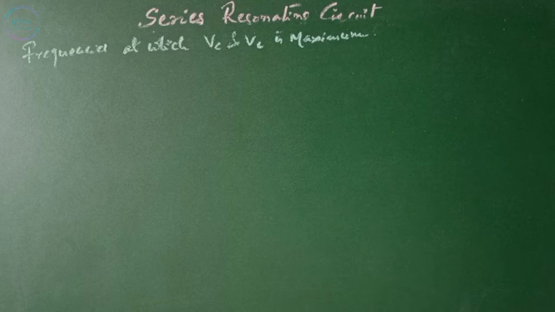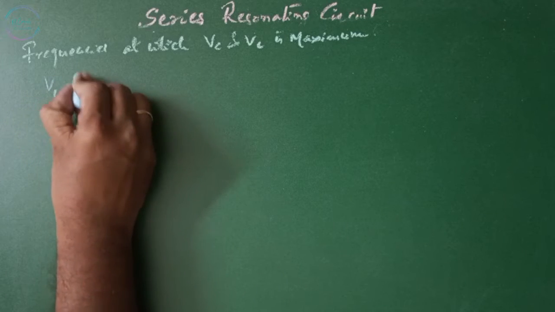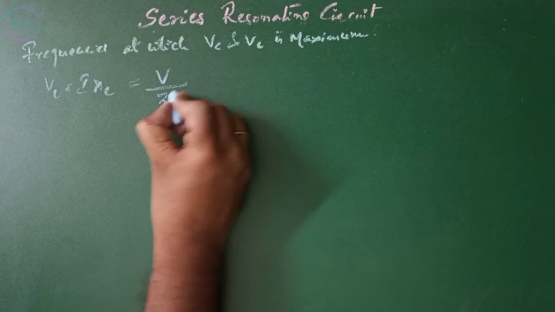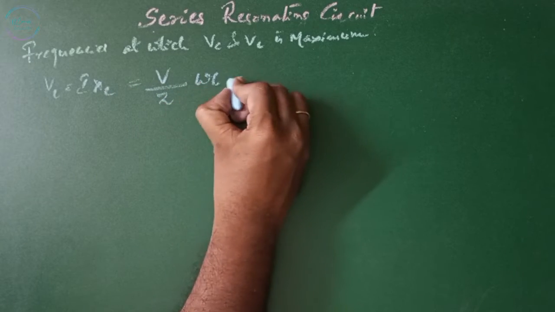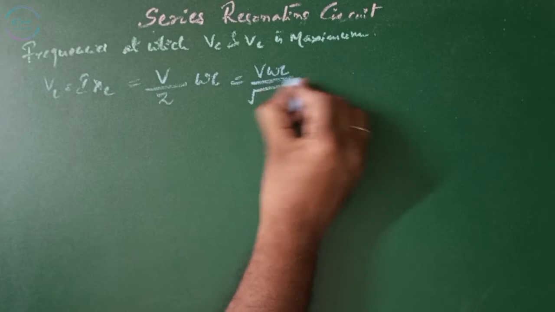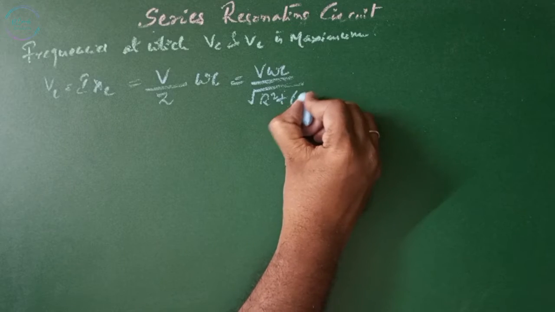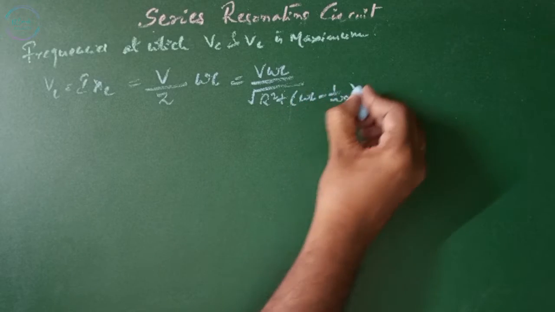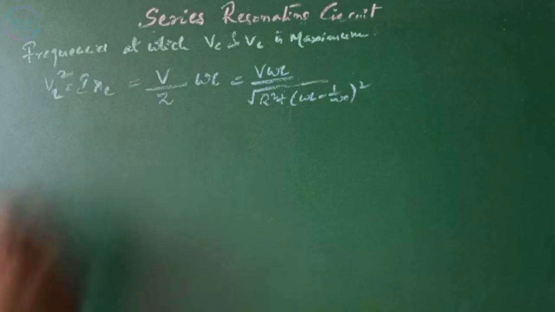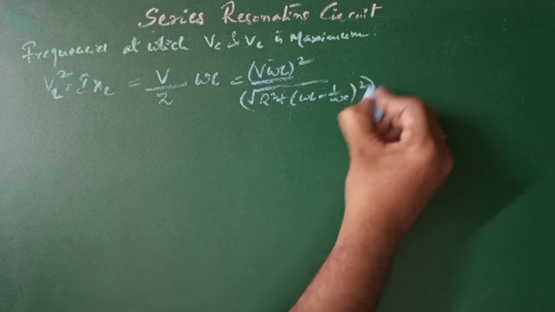Now let us find the frequency at which VL is maximum. We know VL equals I XL, that equals V by Z. XL is nothing but omega L, so that equals V omega L divided by the square root of R square plus (omega L minus 1 by omega C) whole square. Now squaring on both sides.